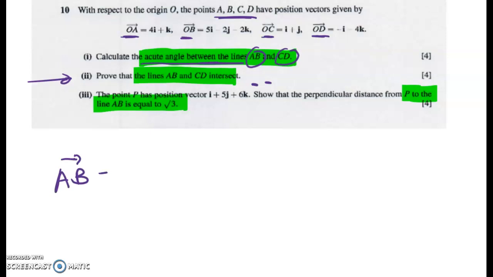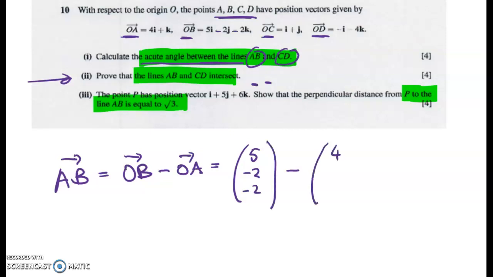So the direction vector from A to B is the position vector OB minus the position vector OA. I'm writing these into column form. We've got 5, -2, -2. Now it's a wee bit hard to see that up there. There we are, that's better. Take away 4, 0, 1. And that gives me 1, -2, -3 for that one.